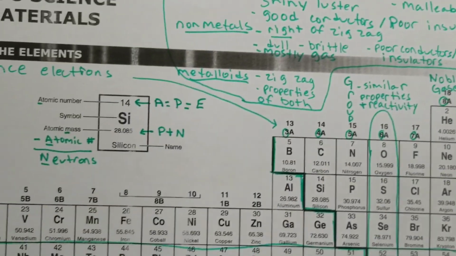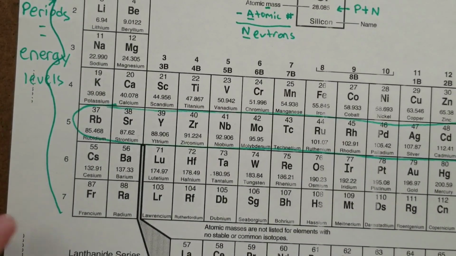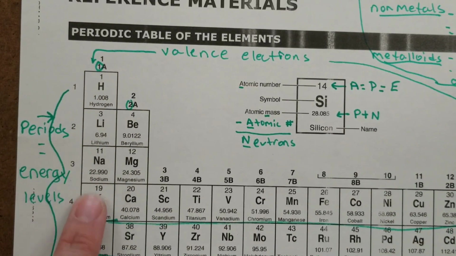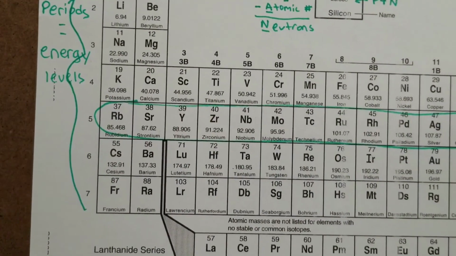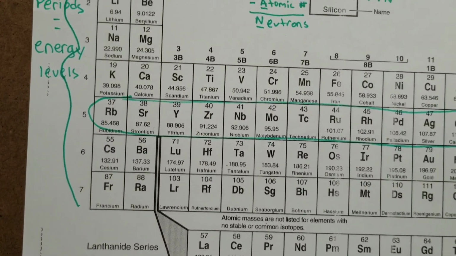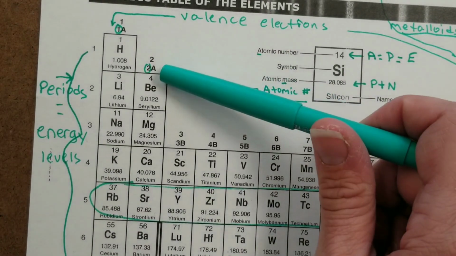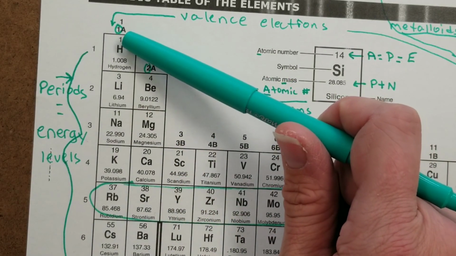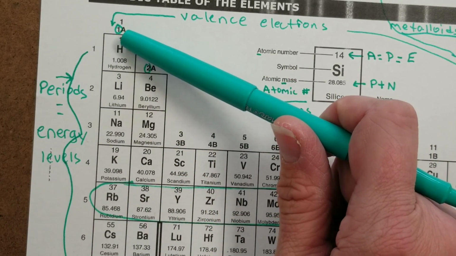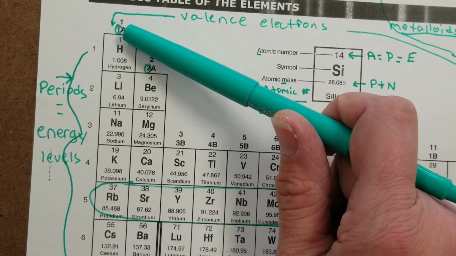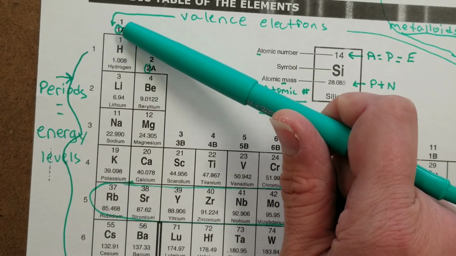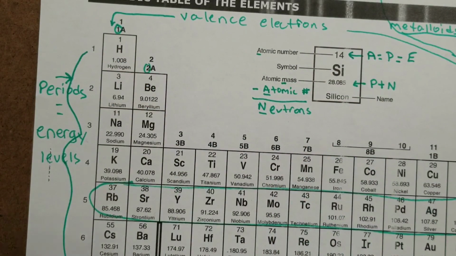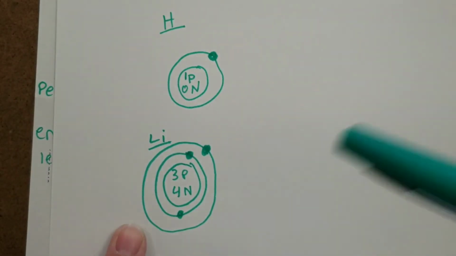But back here, let me see how well this works. Okay, so back to my group 1. These are the ones that we reacted with the water, and as we went down the group, the explosions got bigger and bigger. These are highly reactive. My group 2 are also pretty reactive. But my group 1 alkali metals are highly reactive. That's because they only have one valence electron. They only have one electron on that outer level. So here we go. Here's my hydrogen. Here's my lithium. There's only one.